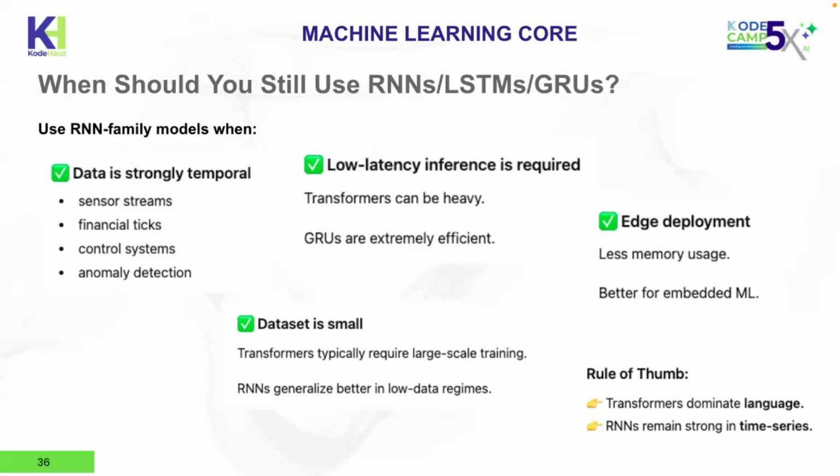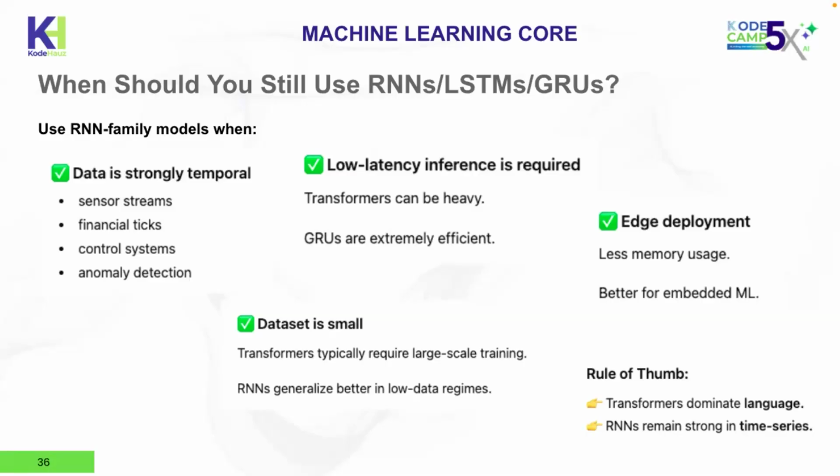For example, sensor streams, financial ticks. If you are doing any kind of financial prediction, whether it's stocks or crypto or whatever, control systems and anomaly detection. Some of these are things we could look at later on. If you need low latency inference, transformers are very heavy. They take a lot of time for inference, but GRUs are extremely efficient. So for some problems you say, okay, I want to use a GRU.